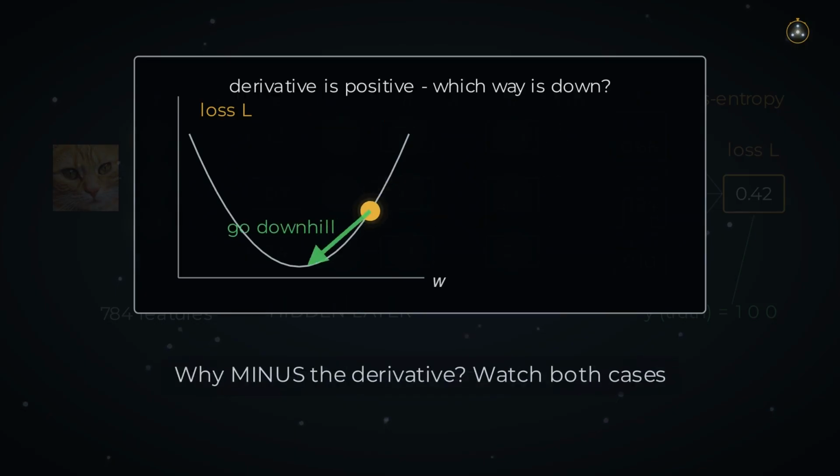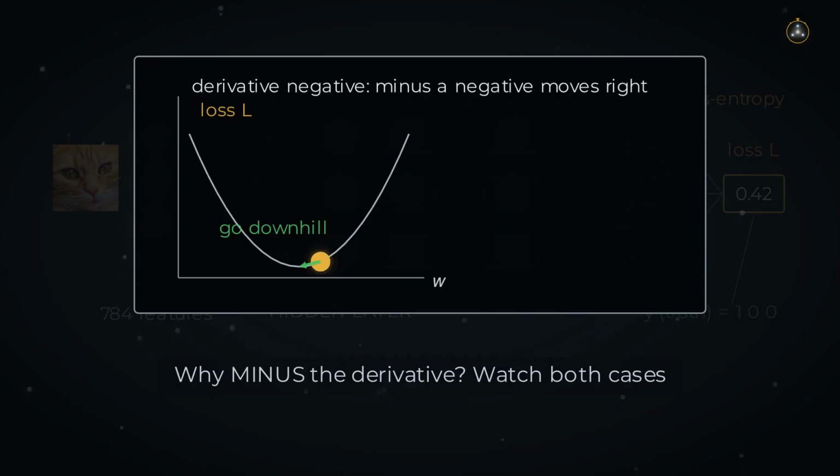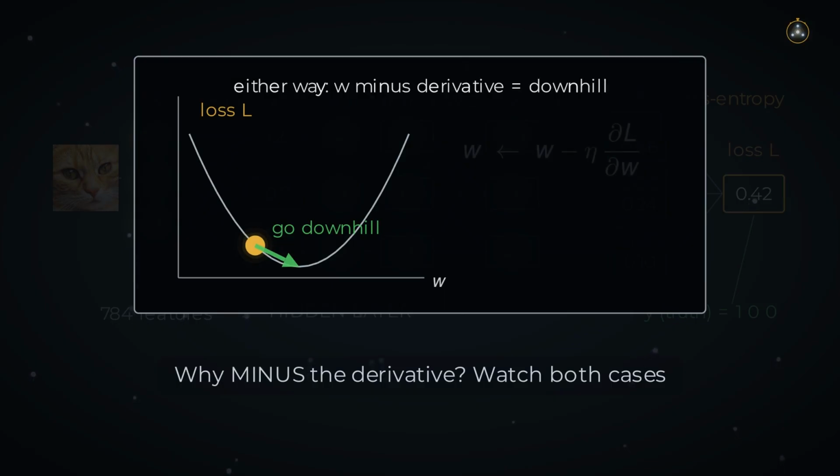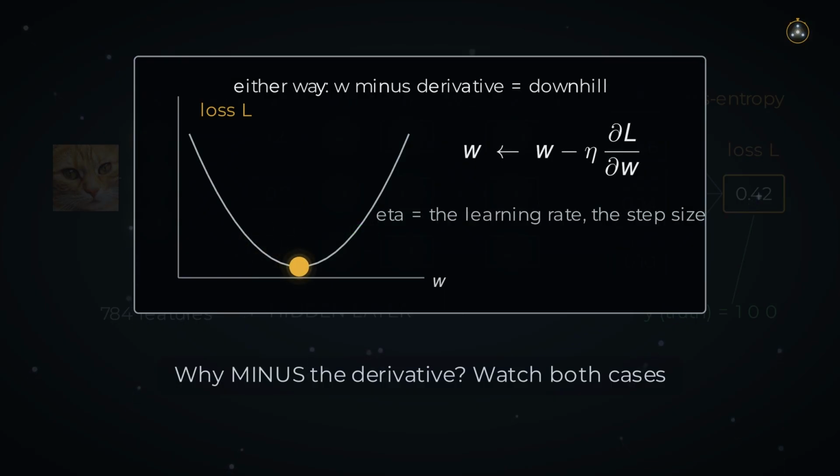This is why we subtract the derivative. The gold tangent is the derivative, positive here, so the weight must move left. Watch the ball cross over. The derivative turns negative, so it moves right. Either way, downhill. And eta, the learning rate, scales that raw derivative down to the small green step.